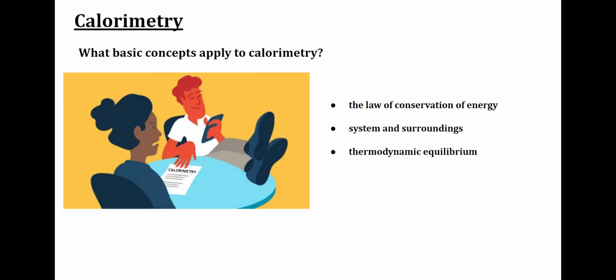So what are the basic concepts that apply to calorimetry? Well, number one, it's an application of the law of conservation of energy. Second, we need to know what is the system and what are the surroundings, and ideally, those two are isolated from the universe around it. And also is the idea of thermodynamic equilibrium. That is to say that when two things reach the same temperature, there's no heat flow.